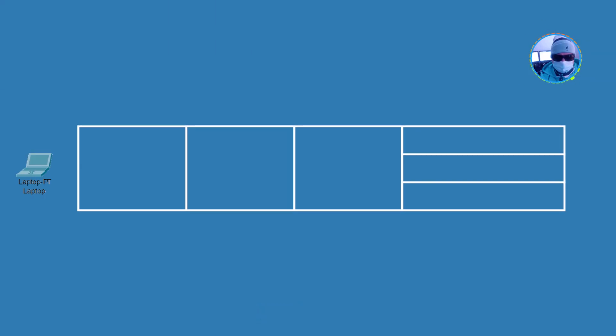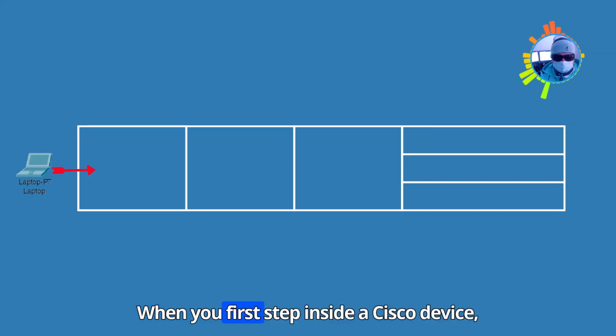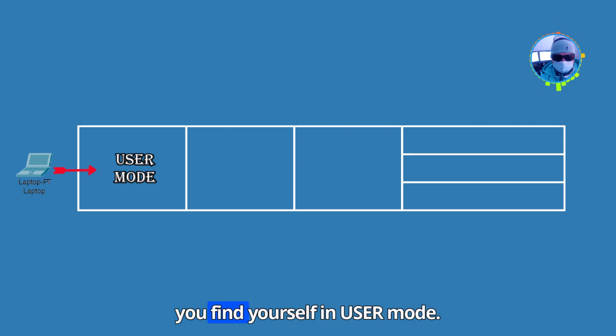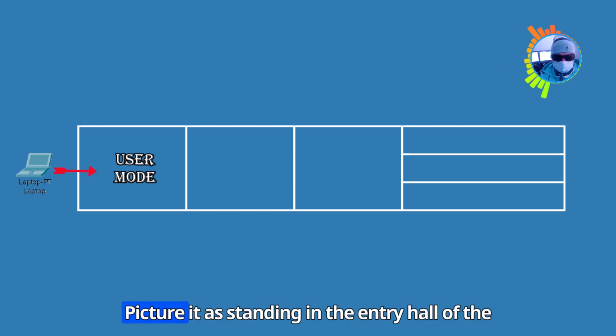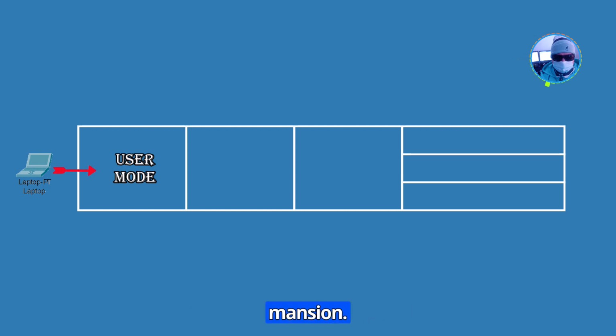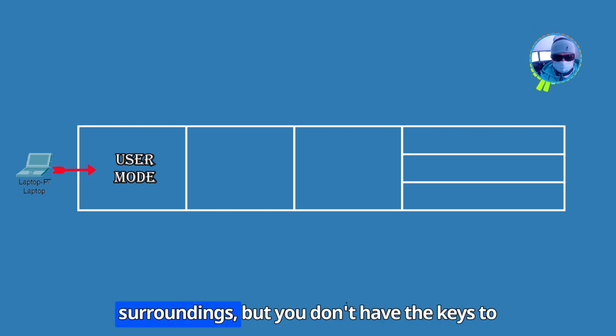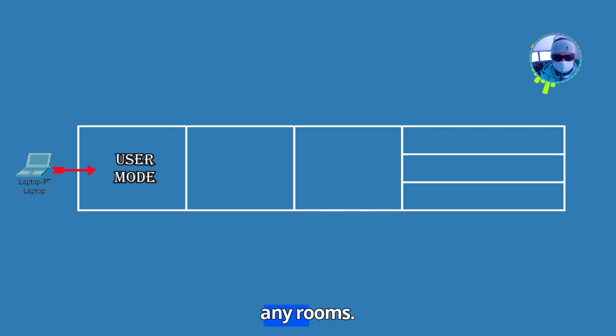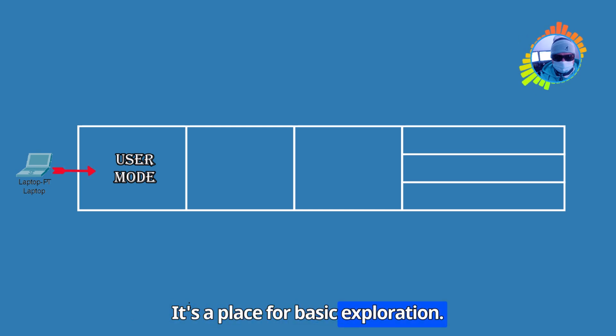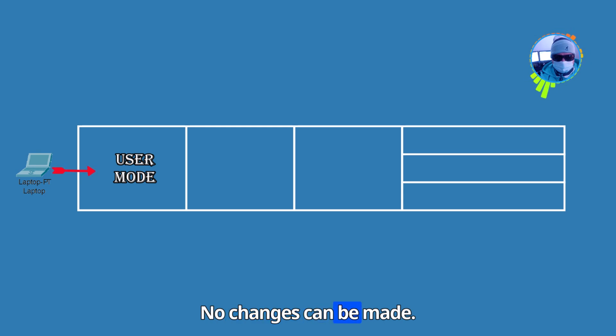User mode. The front hallway. When you first step inside a Cisco device, you find yourself in user mode. Picture it as standing in the entry hall of the mansion. From here, you can look around, observe the surroundings, but you don't have the keys to any rooms. It's a place for basic exploration. No changes can be made.